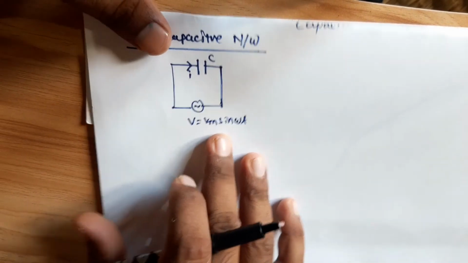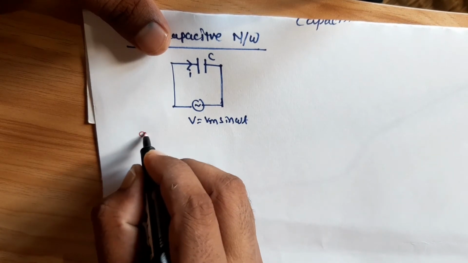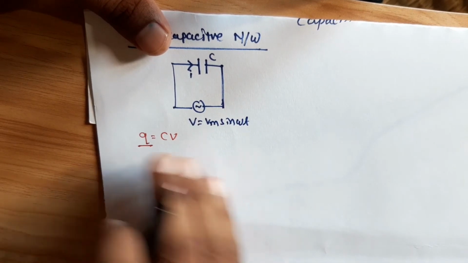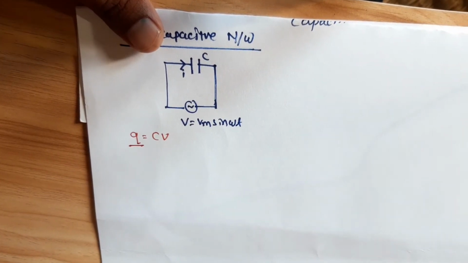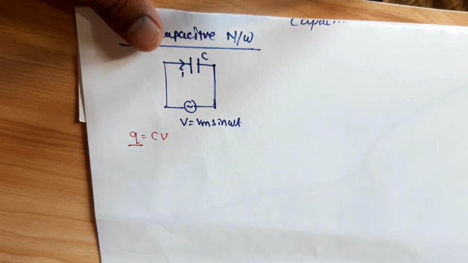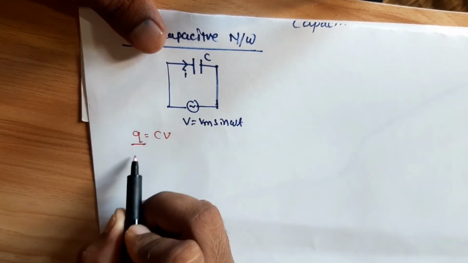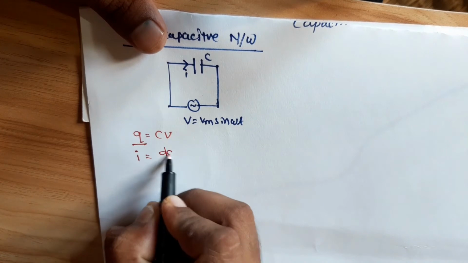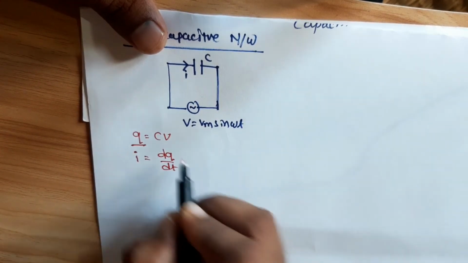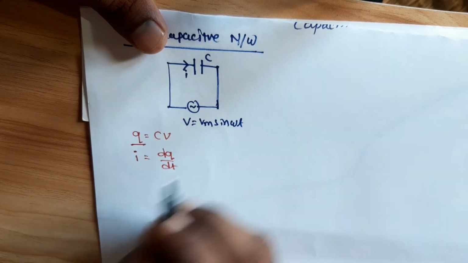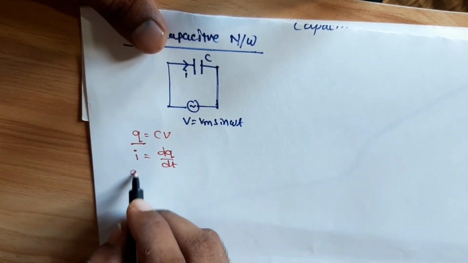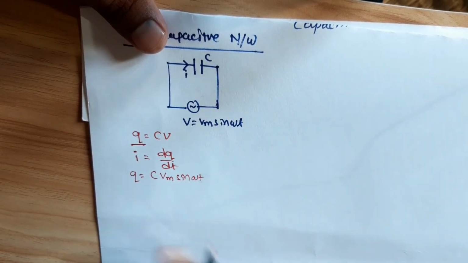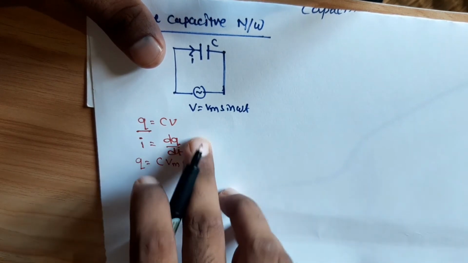We know that Q equals CV, where Q is the charge. So Q equals CV. When we consider the charging current, I equals dq by dt. Modifying Q, we have Q equals C Vm sin omega t. Then we put this value here.